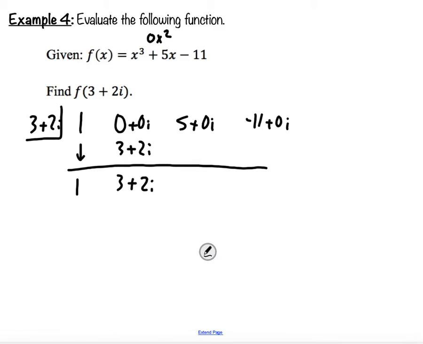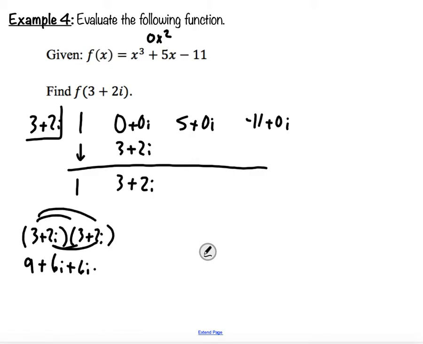You're going to have to now go ahead and multiply. So 3 plus 2i times 3 plus 2i. Multiplying that, we get 9 plus 6i plus 6i plus 4i squared. So we get 9 plus 12i minus 4, and 5 plus 12i.